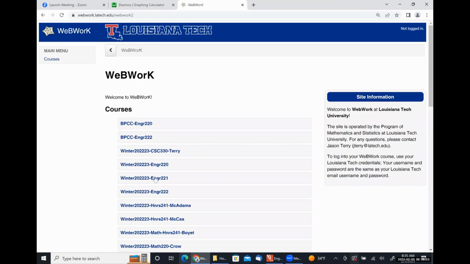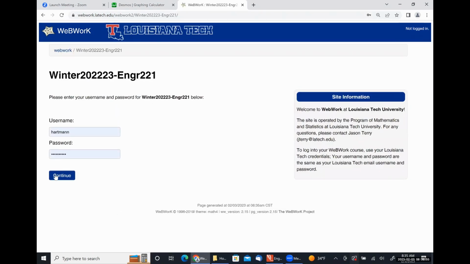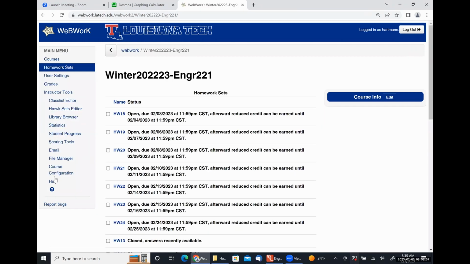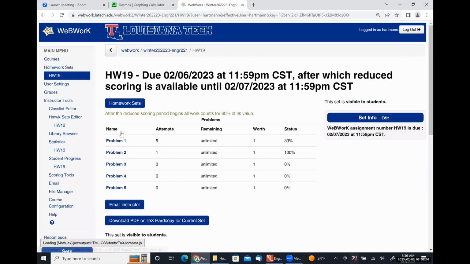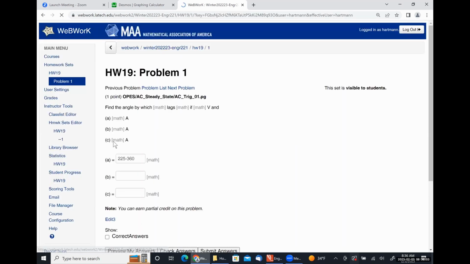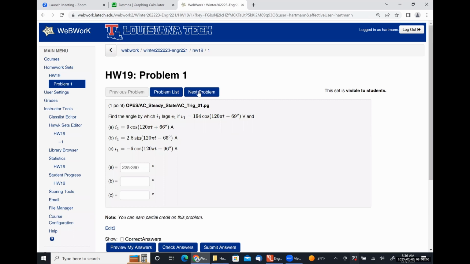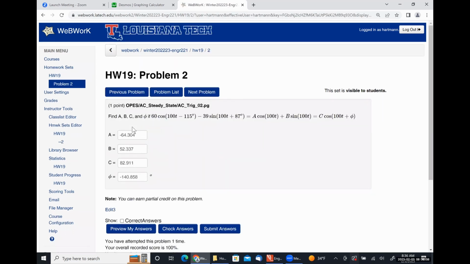Come on, computer. So, homework number 19. Let's look at problem 1 here. Nope, that's the one that we were messing around with the last time. Let's delete all this jibber jabber. Okay.